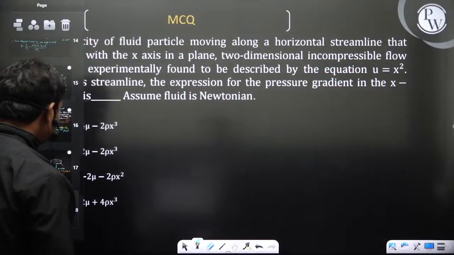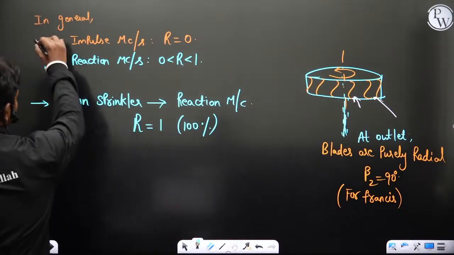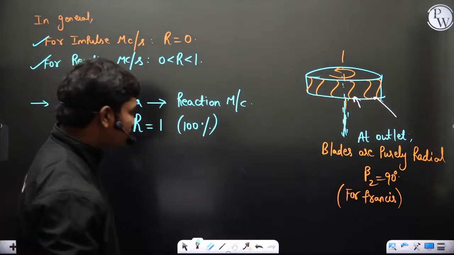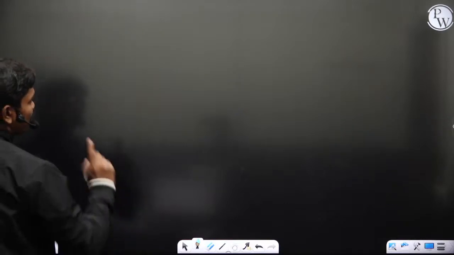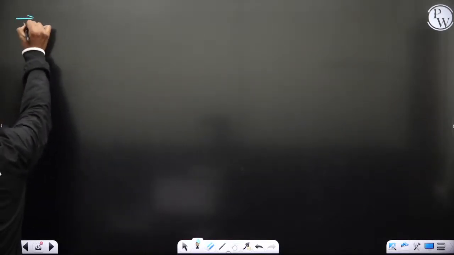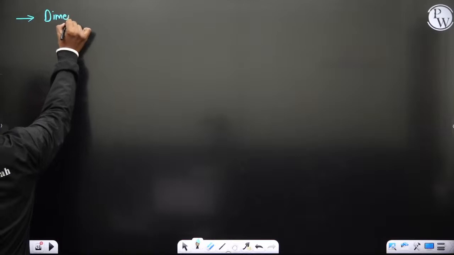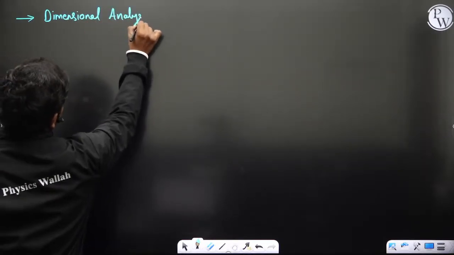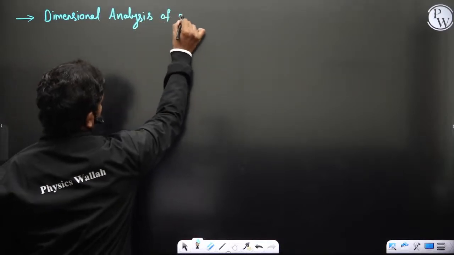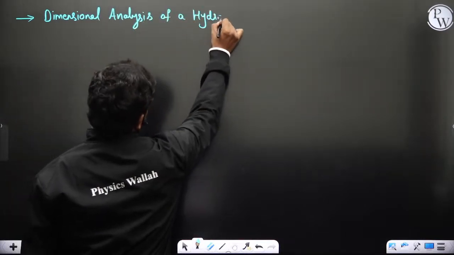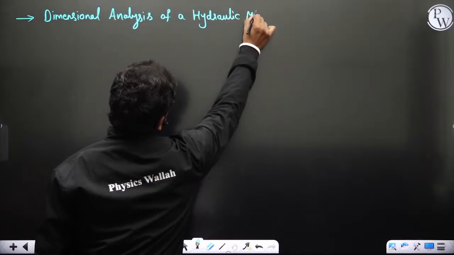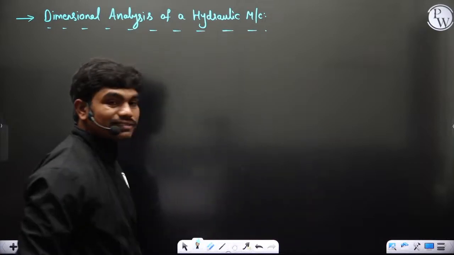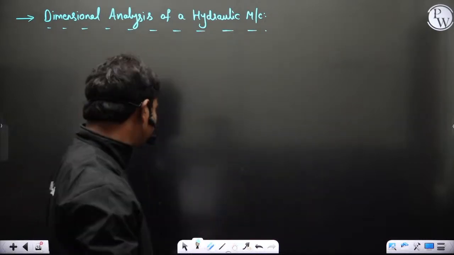Okay, so anyway, this is some different story. So we'll go to the case of different machines now. For impulse, we'll see Pelton wheel. For reaction, we'll see Francis wheel and Kaplan, all these things. But before going further, I want to talk about one very important thing: dimensional analysis of a turbine, of any hydraulic machine in general. This is one very important topic, and many questions will come on this.